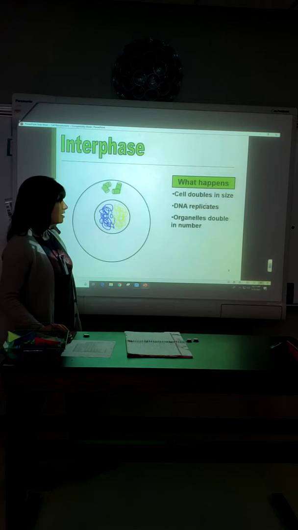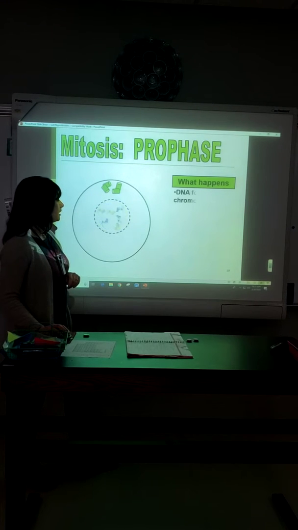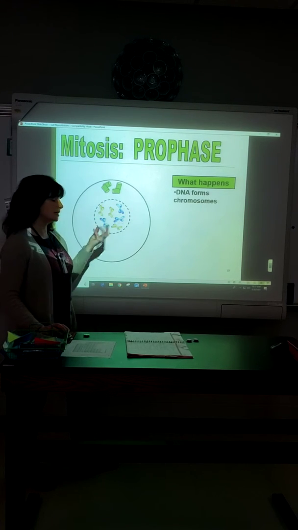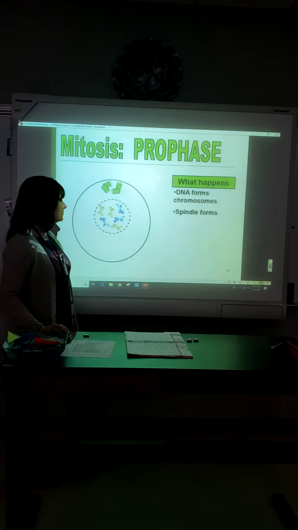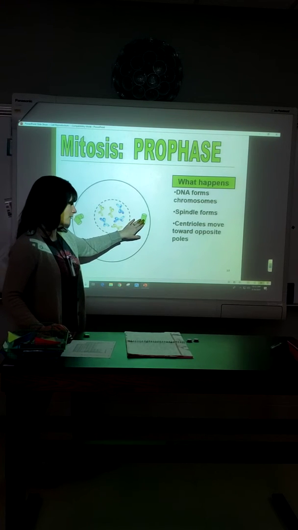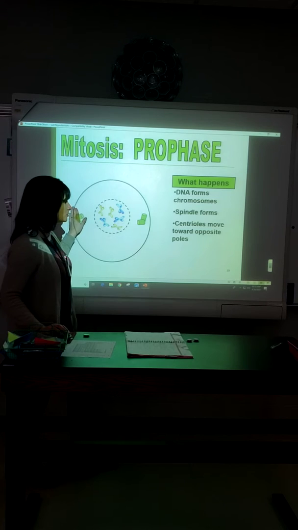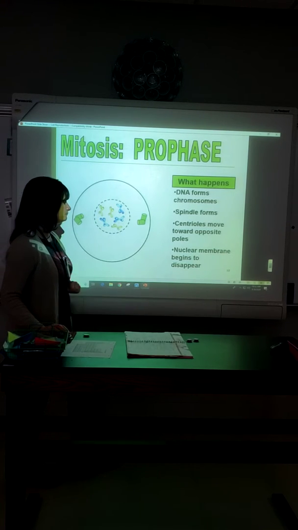There we go. Our organelles are going to double in number. Here generically it was showing organelles, now it doubled them. And the DNA is going to condense into the chromosome version, so it looks like those X's. Then spindles are going to form. The spindles are going to be important in a minute because these centrioles, which are a type of organelle, are going to move to the opposite sides or poles. And the nuclear membrane is going to begin to disappear.